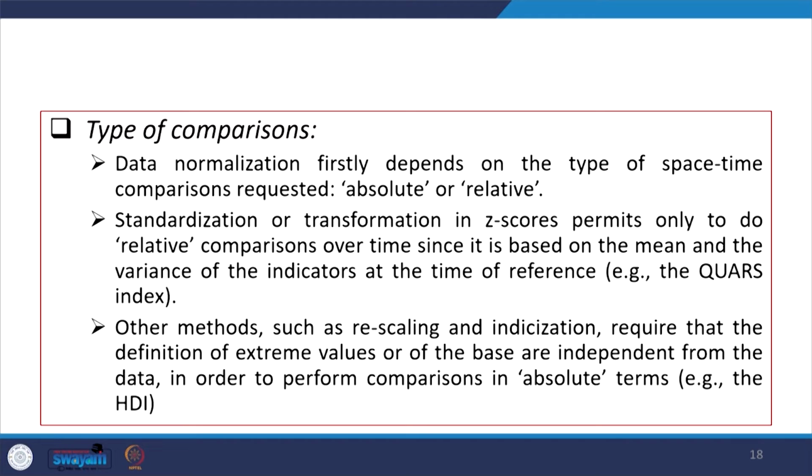So, the type of comparisons that should be made, that is, data normalization firstly depends on the type of space-time comparisons, between absolute or relative. Standardization or Z-score transformation permits only relative comparisons. This is what we have already discussed. Then you can just read between the lines. Other methods such as rescaling, indicization, indexation require that the definition of extreme values or the base are independent from the data to perform comparison in absolute terms. That is what SDI stands for, and we will also be discussing this in detail.